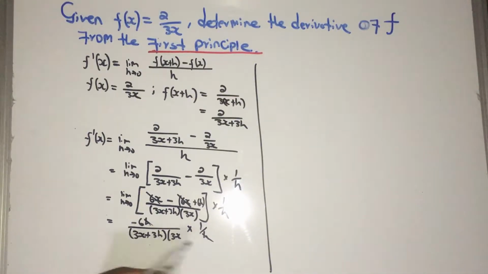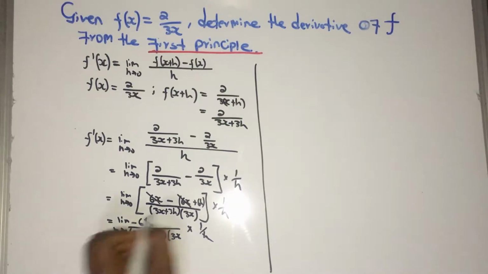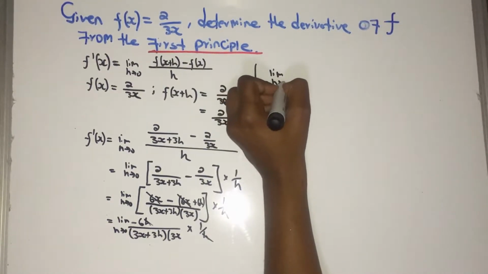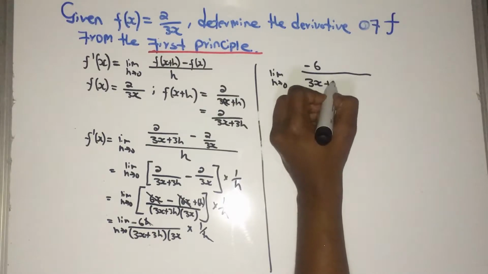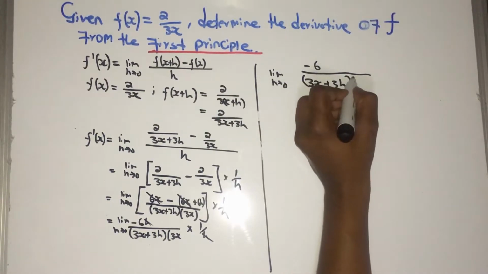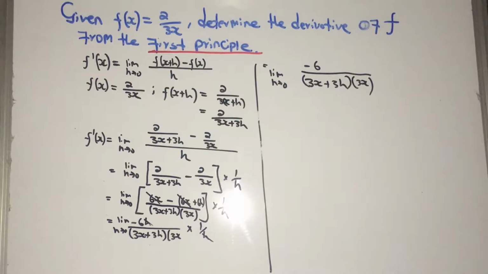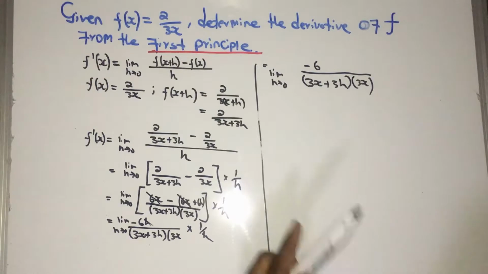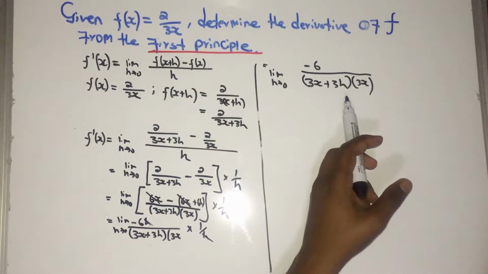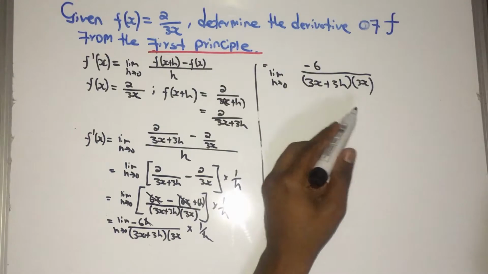So after the h's are cancelled out, we still have the limit as h approaches 0. We're left with minus 6 over 3x plus 3h, and then this is multiplied by 3x. This is still a derivative. At this point we've reached a stage where we can say, because remember in this whole limit h approaches 0 we want to make h as small as possible, we can substitute h as 0, such that h is very, very small and so close to 0 that we can just say it is 0.